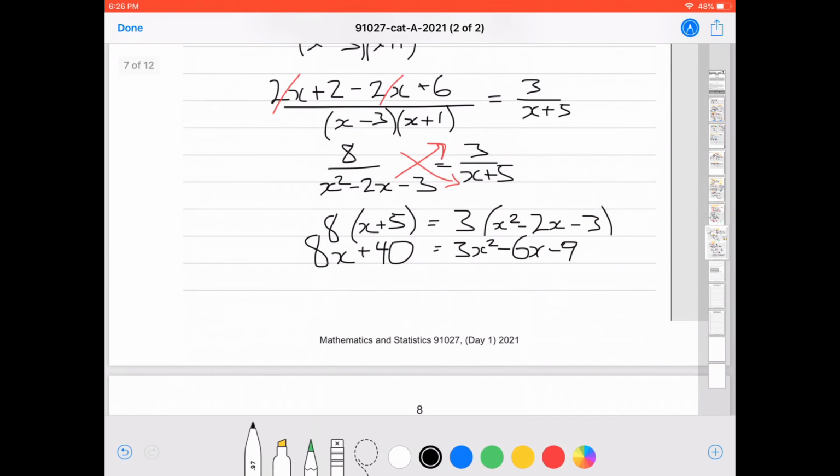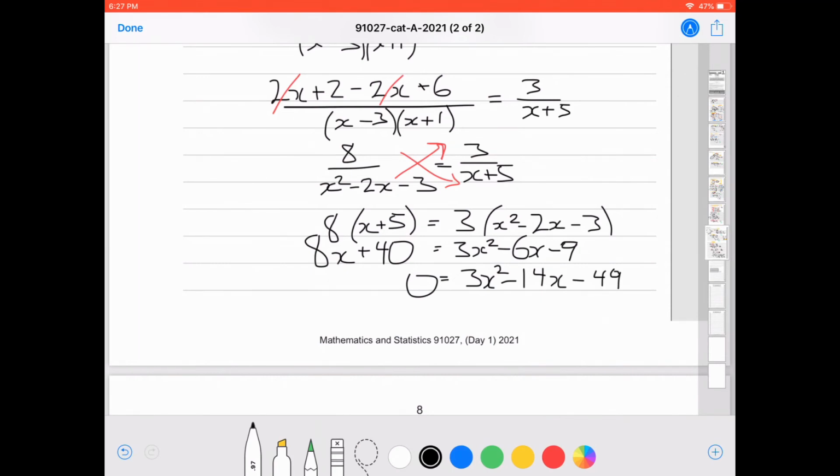And so collecting, well, not collecting like terms, bringing everything to one side and then collecting like terms. Let's bring the 8x plus 40 to the right hand side, purely to keep 3x squared as being positive. Having the x squared term as positive is just something I prefer, and it's probably easier to work with. We've got 0 equals 3x squared, and then minus 6x minus 8x is minus 14x. Minus 9 minus 40 is minus 49.